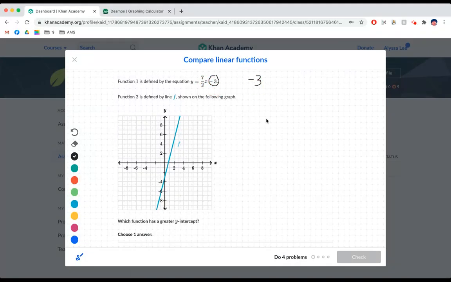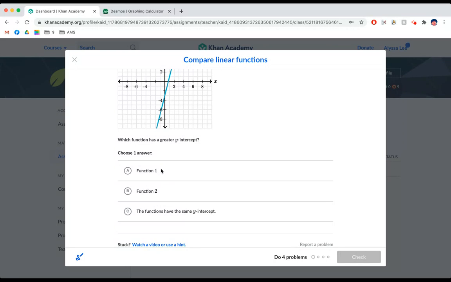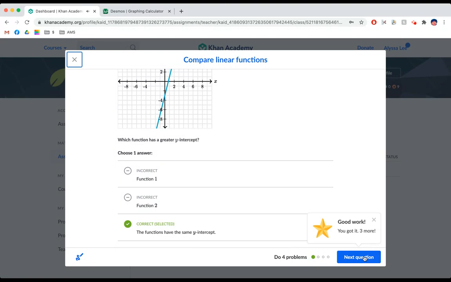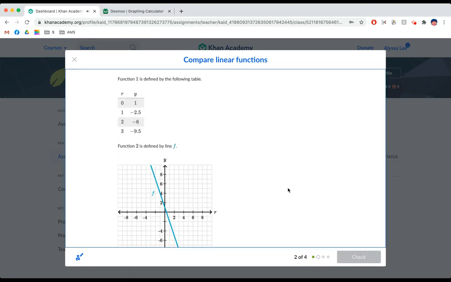My y-intercept for the first function is a -3 because it's given in the equation. And then if I look at my second function, again, this is a different function. I have a y-intercept over here of also a -3. Okay, so they actually end up being the same, right? So we're comparing two different functions. Let's go ahead and find the one where it says the functions have the same y-intercept. Okay, neither one is greater, they're the same. Boom. Let's do maybe one or two more here.